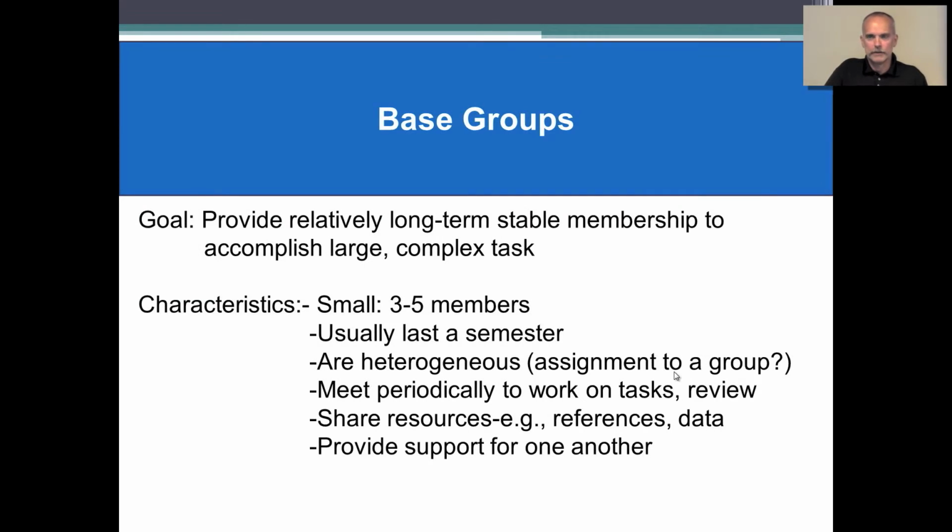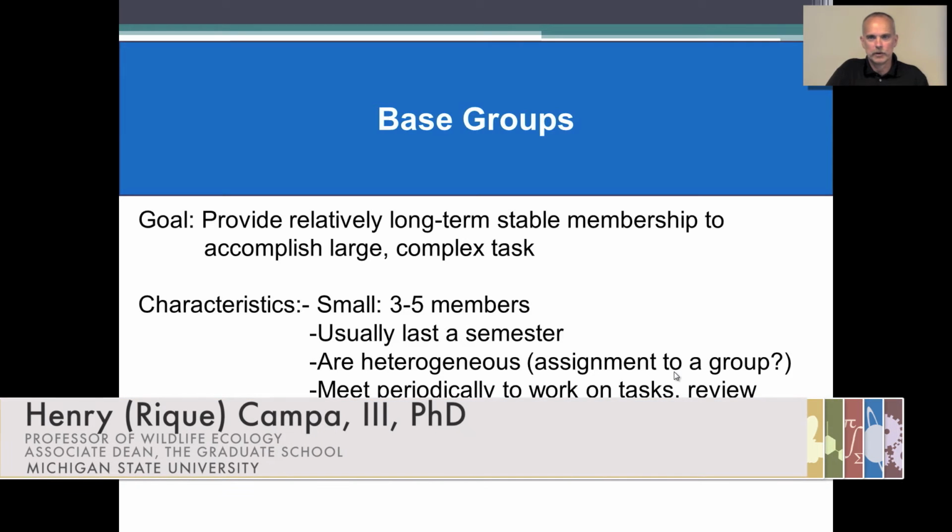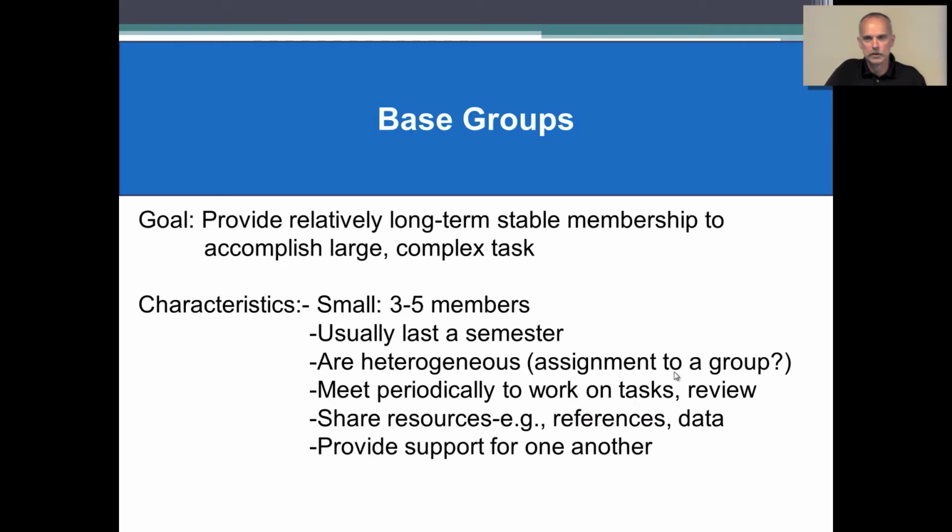So the last cooperative learning group we'll talk about is base groups. The goal with using base groups is to provide relatively long-term stable membership to accomplish a large, complex task. In my own classes, when I use base groups, I tell students when I give the assignment that it is a large, complex task. It's comparable to what they'll do as professionals, and it's a task that they either don't want to do as an individual, nor can they do it as an individual because of the size and the complexity of the issues.